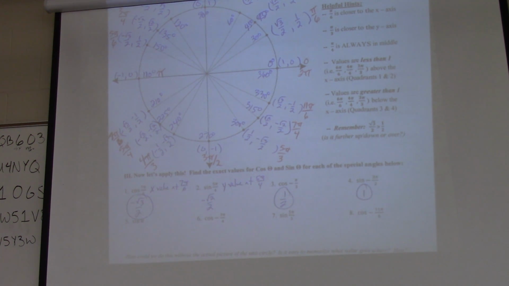And here's another way to remember. Hey, if you've forgotten how to remember this, it's alphabetical. Cosine and sine, C comes before S, X and Y, X comes before Y. So cosine is with the X, sine is with the Y to determine what's what.